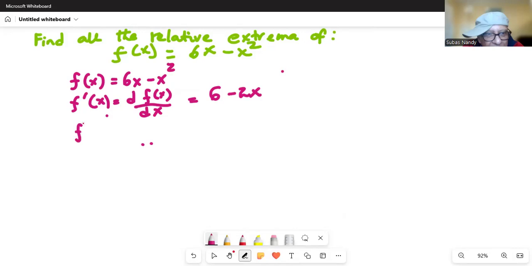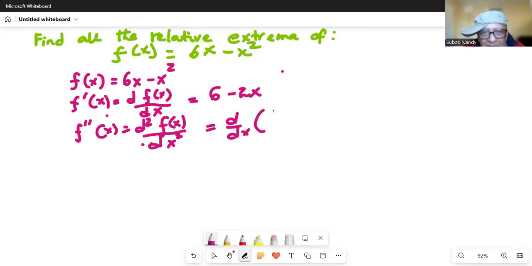The second derivative is written as f double prime of x, which is nothing but the second derivative of f of x with respect to x. This is equal to the derivative of 6 minus 2x. Now the derivative of 6, as you all know, is 0. It's a constant term, so its derivative is 0, because it does not change with x. And the derivative of minus 2x is minus 2, because the derivative of x is 1. So the final answer is minus 2.